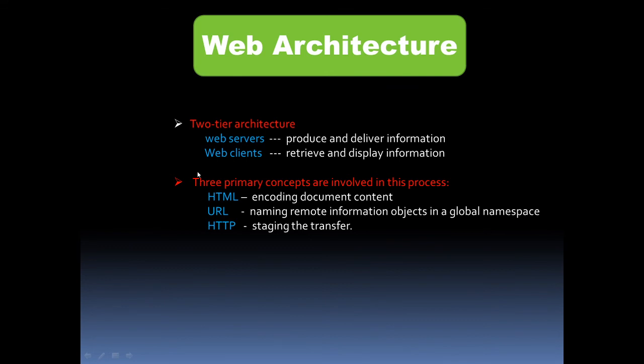Okay, so more than one HTML version has been introduced. The recent version is known as HTML 4.01. This current version is supported by most of the web browsers. Okay, so next one is URL, that is uniform resource locator, which gives a name, a global namespace, for its remote objects. Okay, so that's the concept of URL.